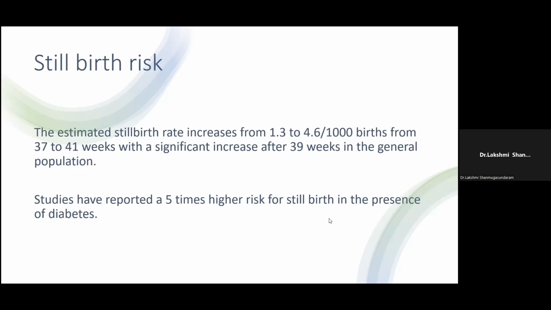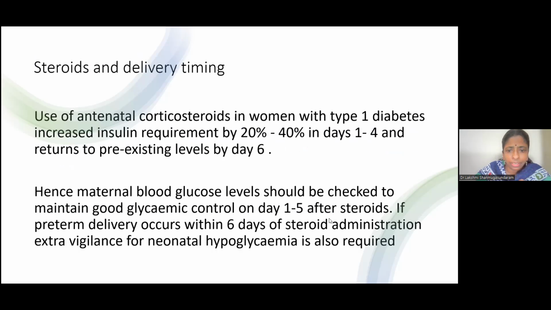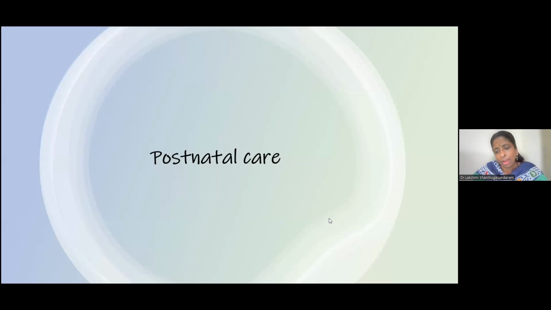Very good. So with the diabetes, the other thing to remember is if we have given them steroids because of prematurity, then there is a higher risk of the mother developing hyperglycemia because of the steroids in the first 4 to 6 days. As a result of which, if a delivery happens within 4 days of steroids, then there is more chance of neonatal hypoglycemia for the baby, especially if the mother has not been monitored adequately.